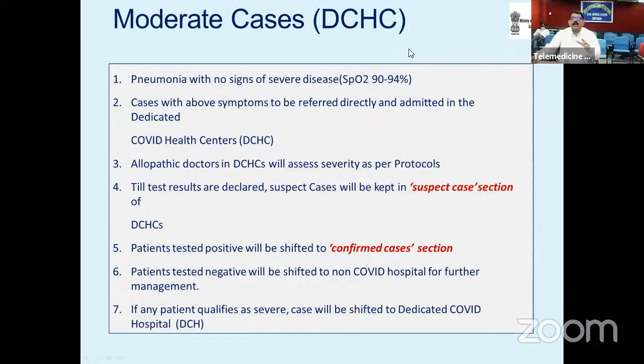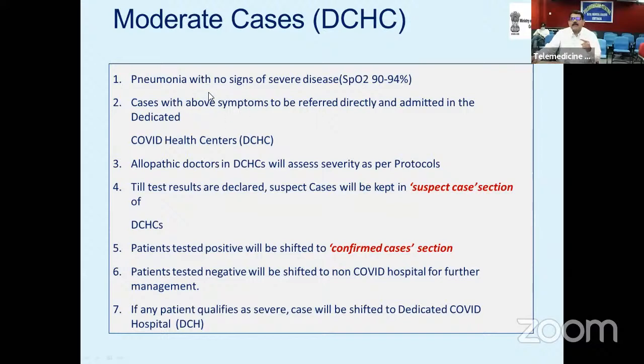This is the DCHC, where pneumonia with no sign of severe disease can be taken. You know, in a routine X-ray, in a routine CT scan, you may get a viral pneumonia. And there are classical pictures, CO-RADS 1, 2, 3, 4, 5, which are classical radiological pictures of COVID-19. And of late, we know, even if the test is negative, we are doing an X-ray, we are doing a CT scan, and if it is suspicious, we are repeating the test. But the test has to be positive to call it a case.